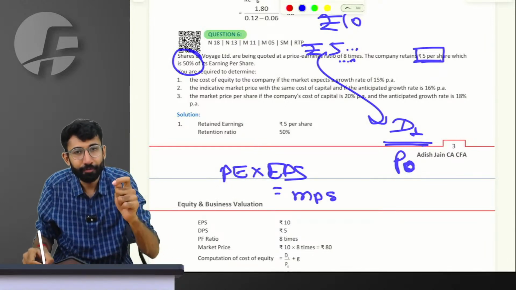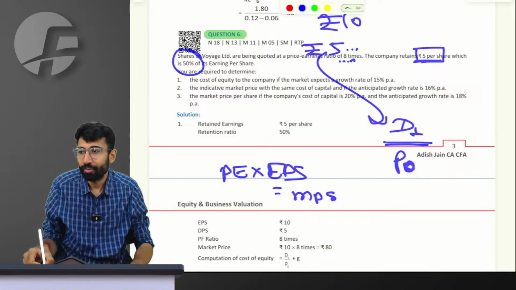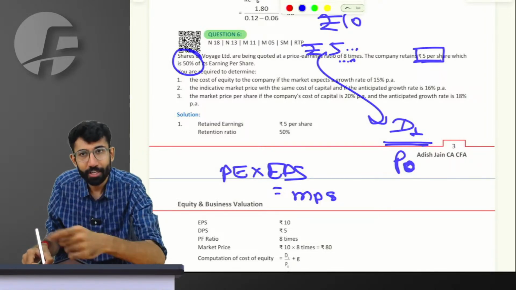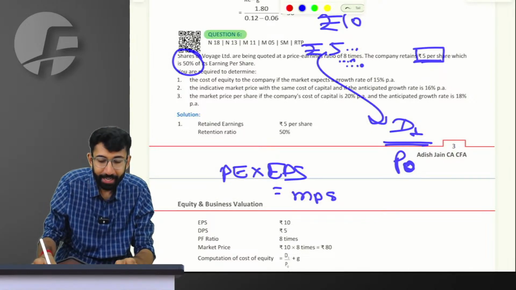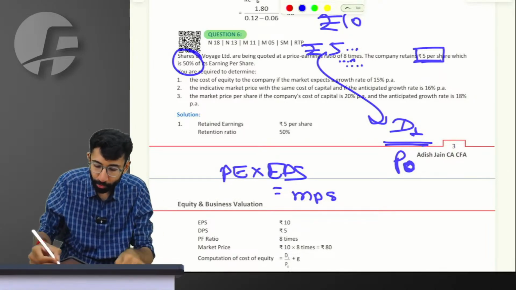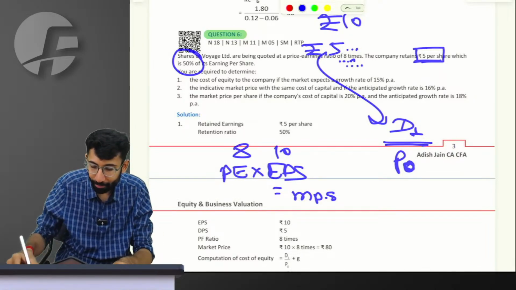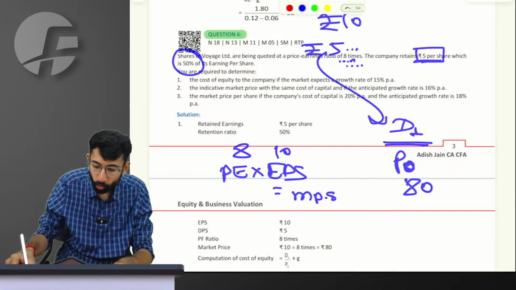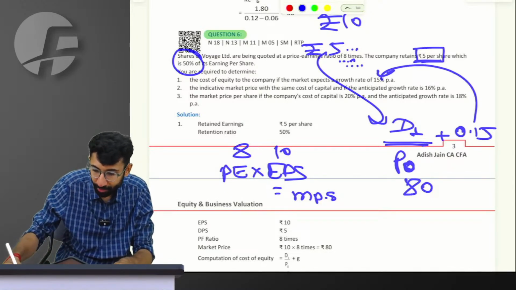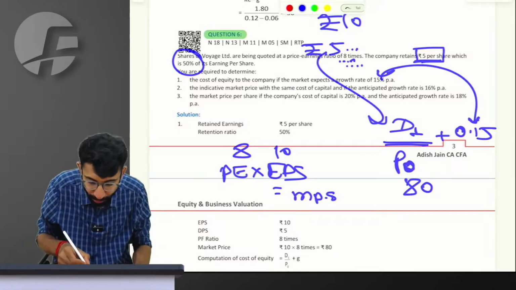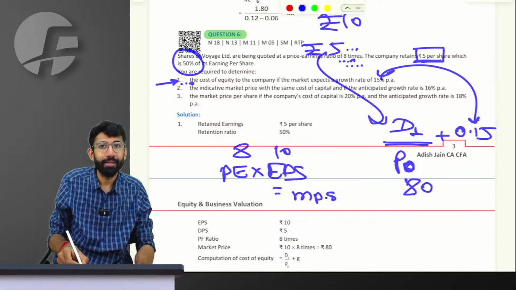The very second formula of the basics of AFM that you read in the class, P ratio into EPS is MPS. So how much will be the P ratio? Sir, 8 times of P ratio into EPS of rupees 10, matlab MPS of 80. Cool. Plus growth rate of 0.15 has been specifically given. Now are we in position to find out answer of part A?